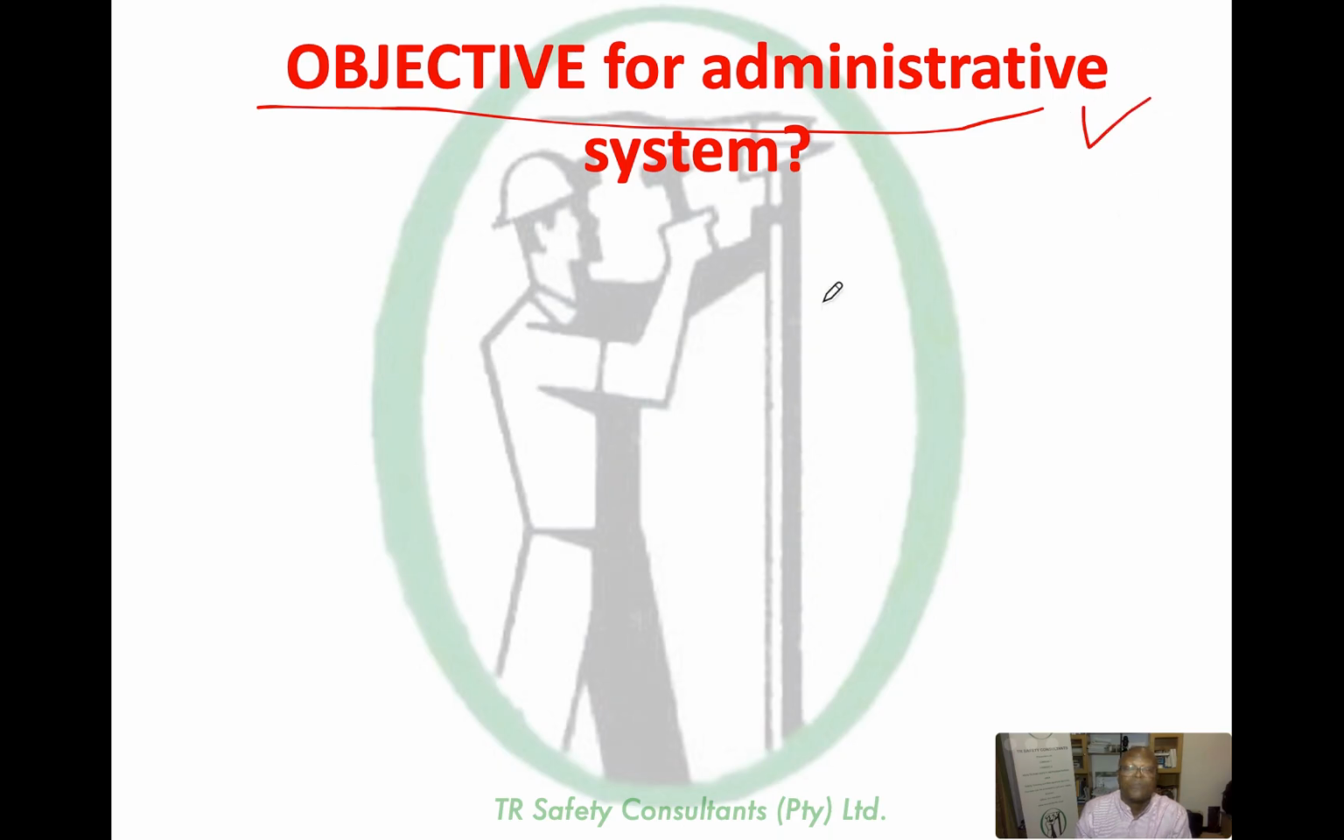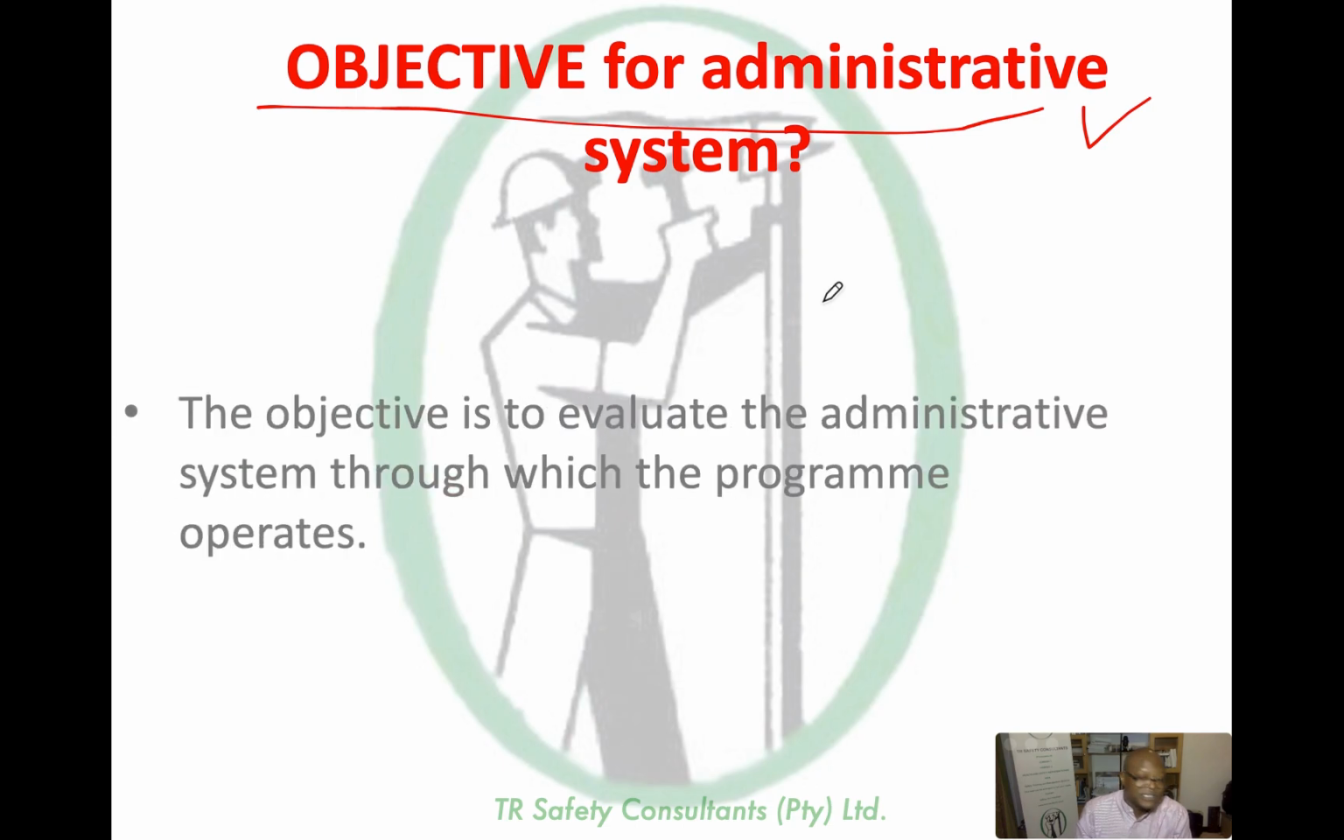What is the objective for auditing the administrative system? And here is the objective given. This is for your 2 marks. The objective is to evaluate the administrative system through which the program operates, which is what I just mentioned in the introduction, in the background.